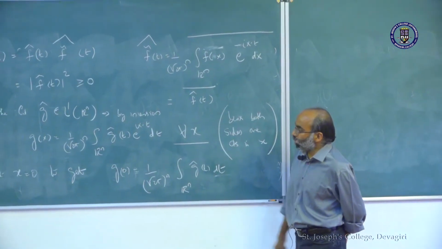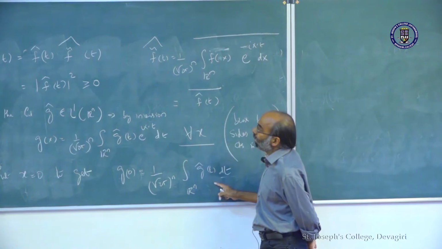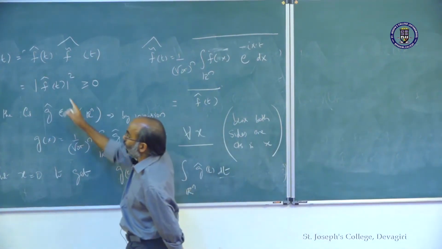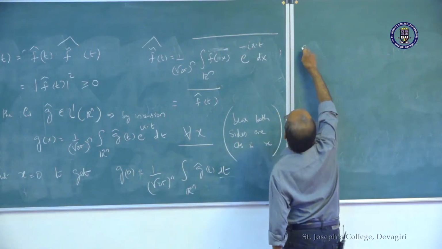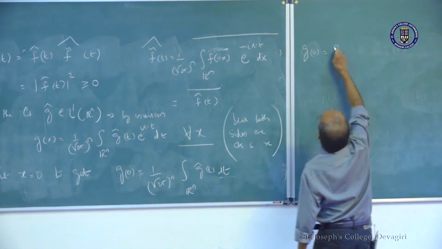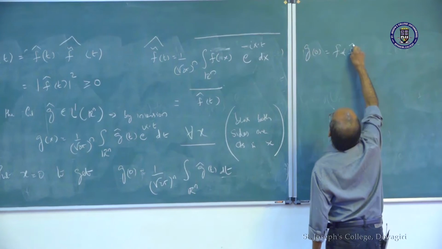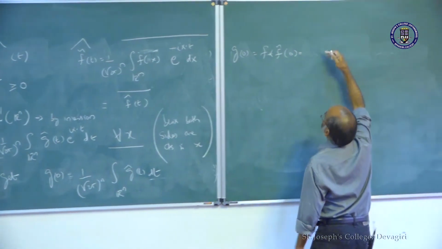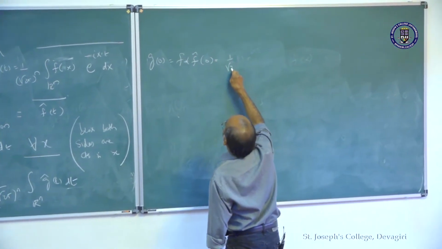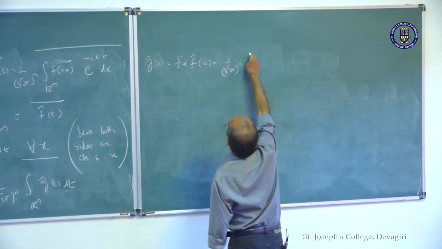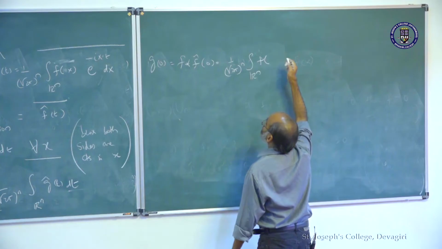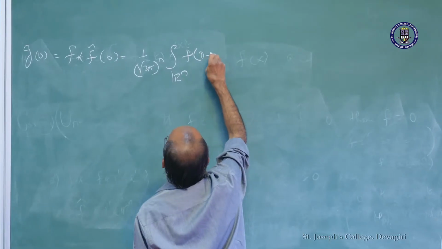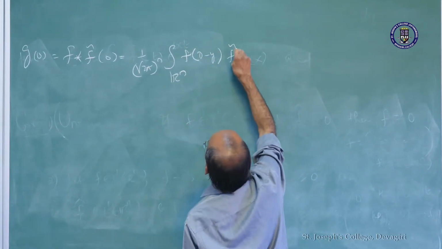So, let us write down both sides. g hat t we have computed, that is mod f hat t square. Let us compute g of 0. So, what is g of 0? g of 0 is f convolved with f tilde at 0. Let us write it down. Remember, the convolution has a 1 by root 2 pi to the n integral over Rn f of x minus y, so that is 0 minus y, f tilde at y dy.